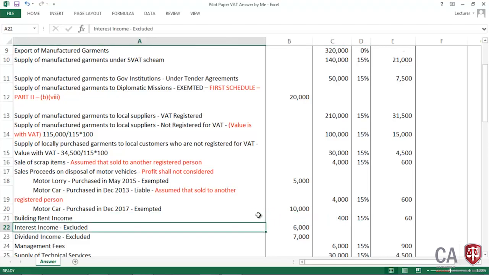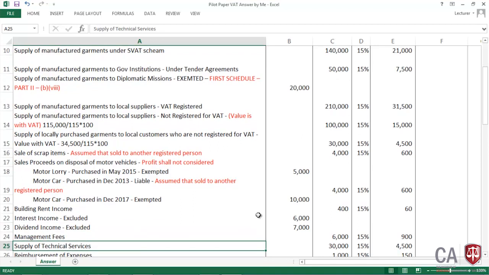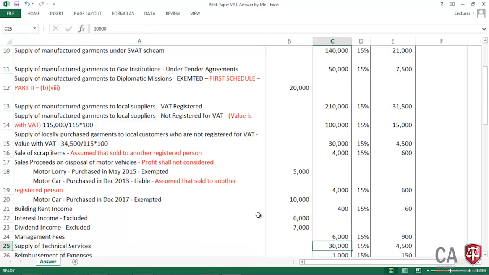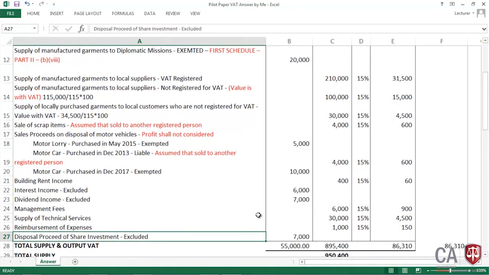Interest income excluded, dividend income excluded, management fee, it is liable, 6,000 into 15%, 900. The supply of technical services, it's liable, 30 million into 15%, and reimbursement of expenses, 1,000 into 15%, it's liable. We have discussed all these things when doing the question. Now, you can see the importance of this, because when reading the question, you have analyzed all, then writing the answer is just the interpretation of what you all know. Then disposal proceeds of share investment, it is excluded.